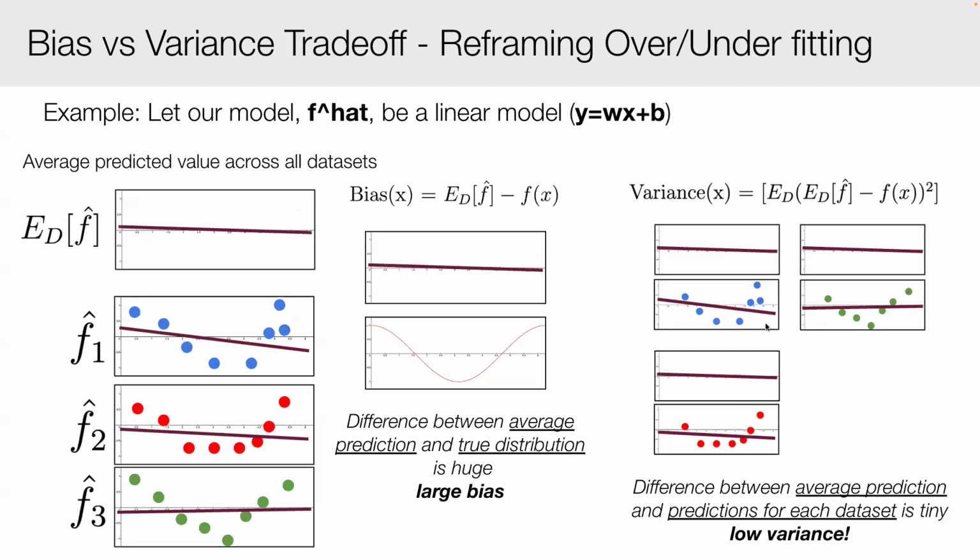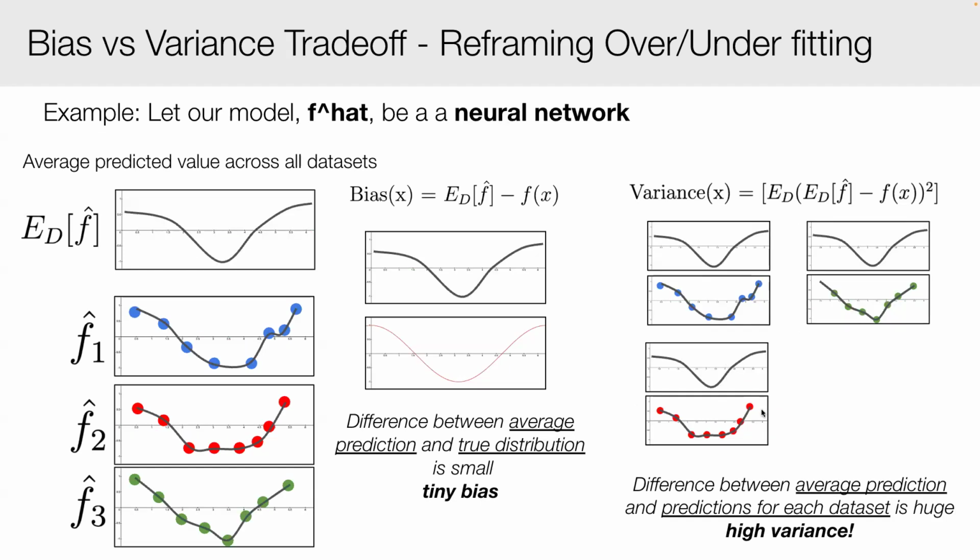And in contrast, no matter what I sample from my data set with the linear classifier, I can always expect all of them to be very similar to each other. I can't say the same thing about the neural network.